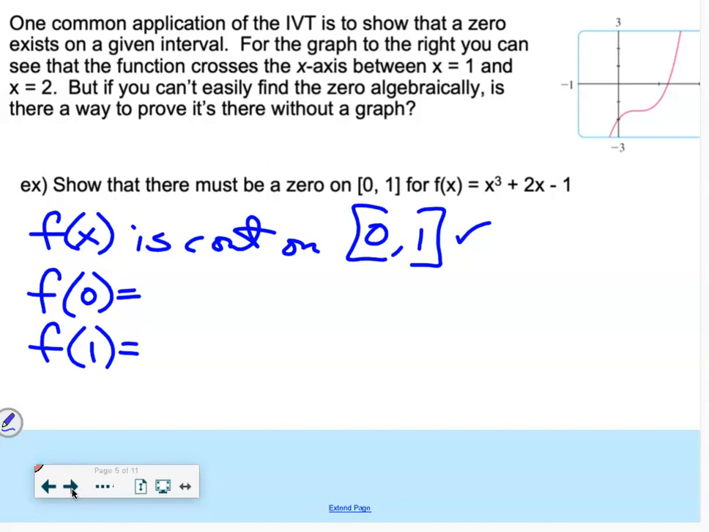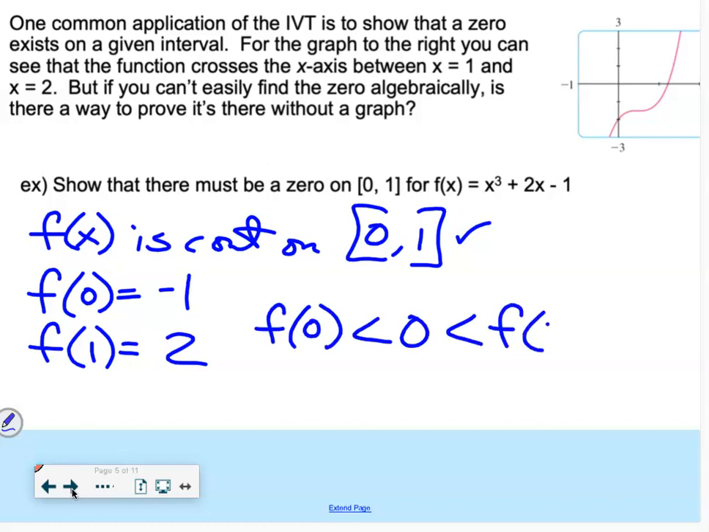Time's up. What's f of 0? -1. What's f of 1? 2. All right, very good. So is 0 in between f of 0 and f of 1? Yes. Then you got to write it. F of 0 is less than 0, which is less than f of 1. That is the mathy way of saying 0 is between f of 0 and f of 1. You write it as a compound inequality.